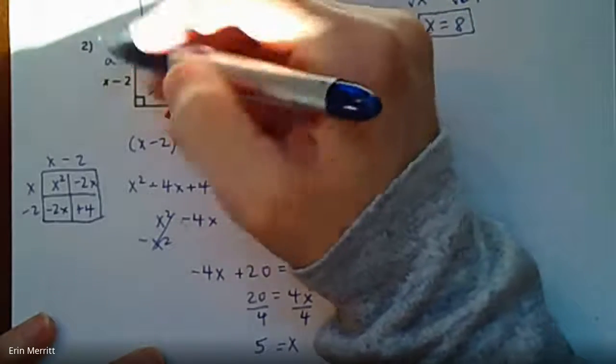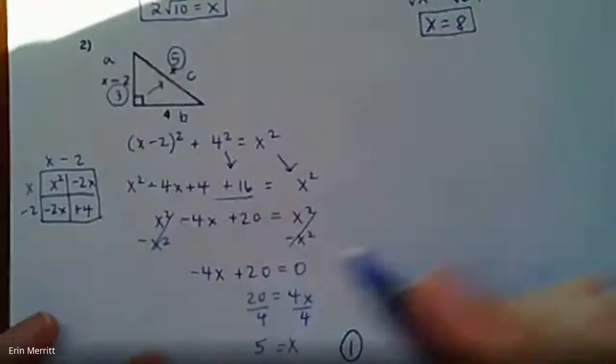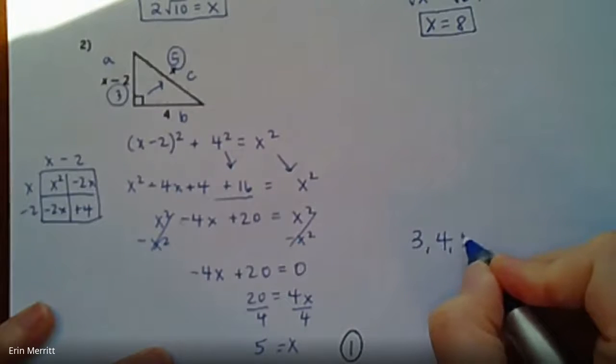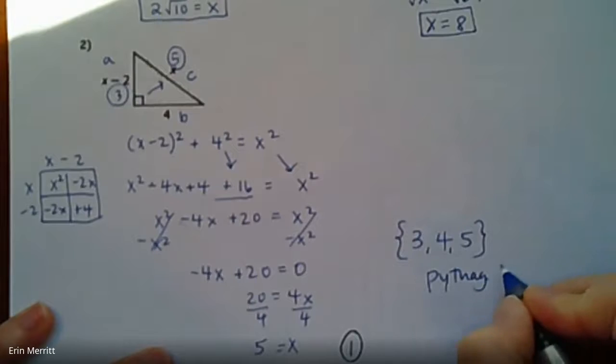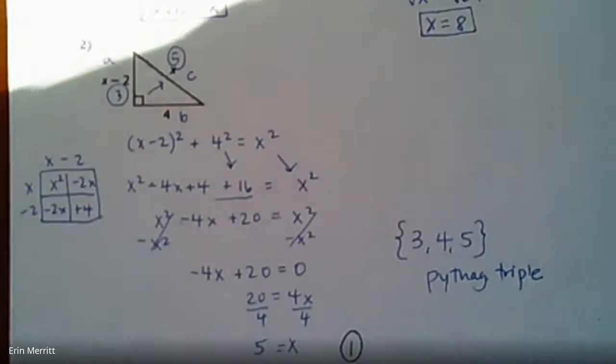So when you look at the triangle itself, if I go back in, x is 5, and then x minus 2, 5 minus 2, that would come out as 3. So 3, 4, 5, that's another Pythagorean triple: 3 nice whole numbers that make the Pythagorean theorem true.